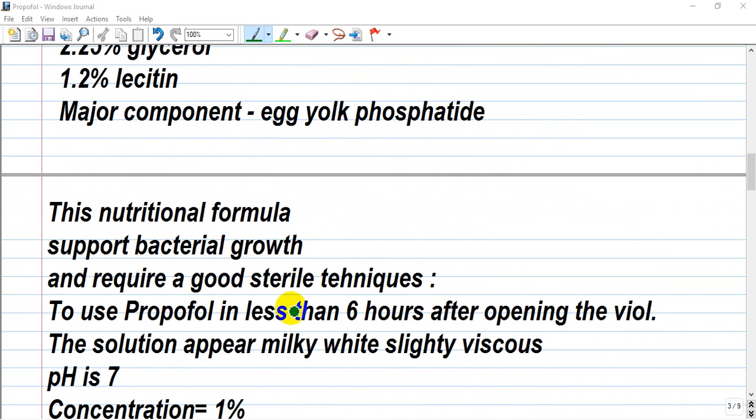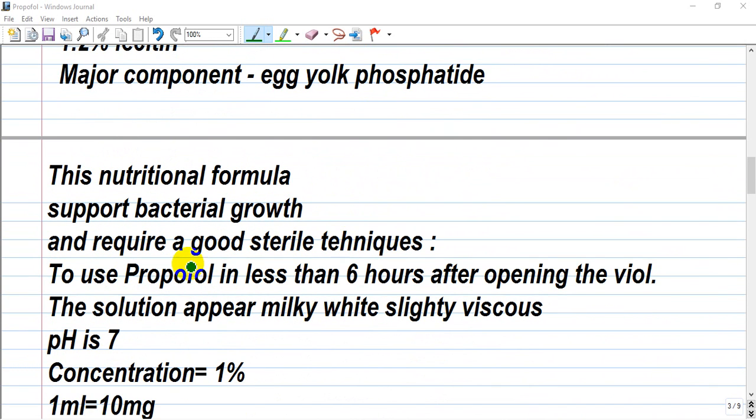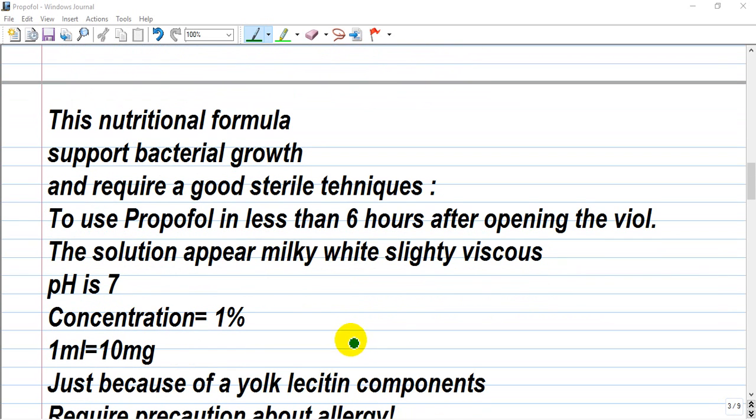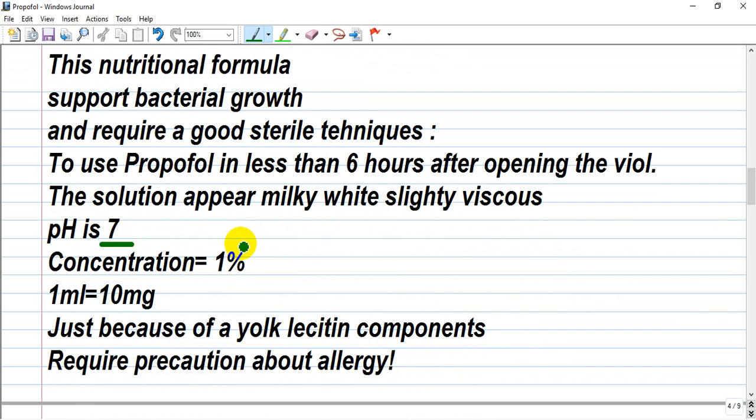This nutritional formula supports bacterial growth very well and requires good sterile techniques. So to prevent this, we have to use Propofol within 6 hours after opening the vial. The solution also appears as a milky white, slightly viscous solution. It is called in our country like "got milk." Also it has a pH of 7, that is slightly decreased.